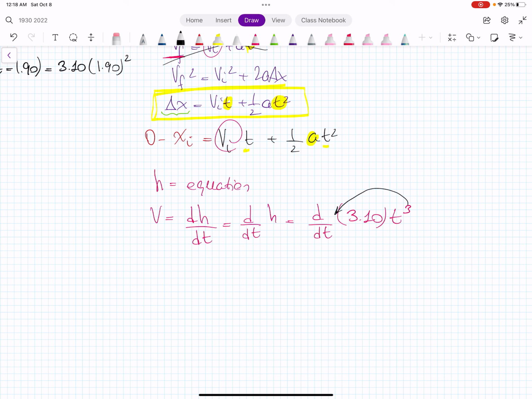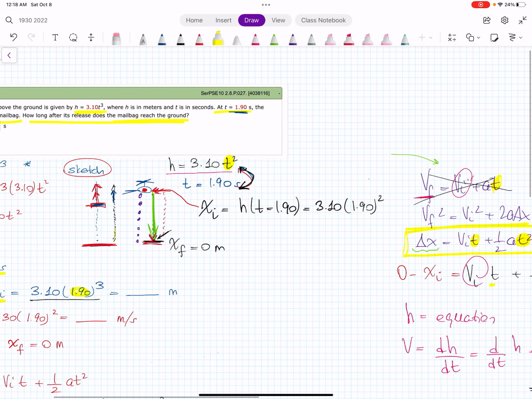The 3 is going to come down, 3.10 followed by t to the power 3 minus 1. 3 minus 1 is going to give you 2. So you have 3 times 3.10, which will give you 9.30 t squared. That is the velocity. Now, if you plug in the same time that is given to you, the time the package is dropped, you can determine the initial velocity of the package.